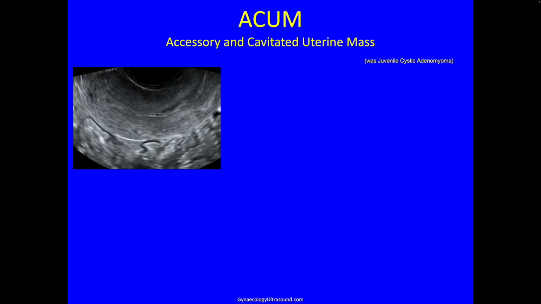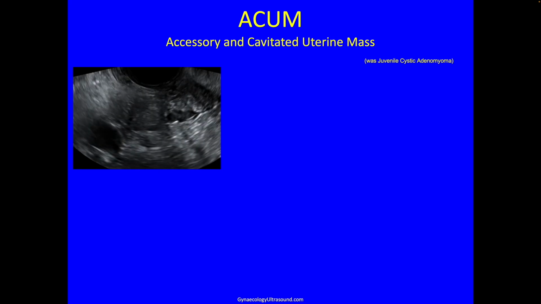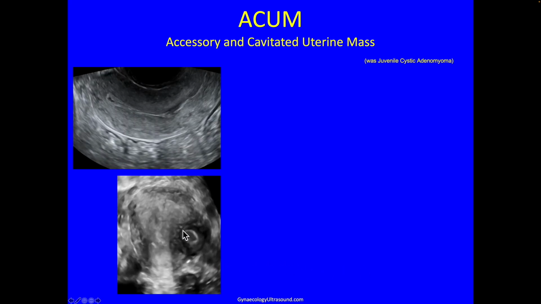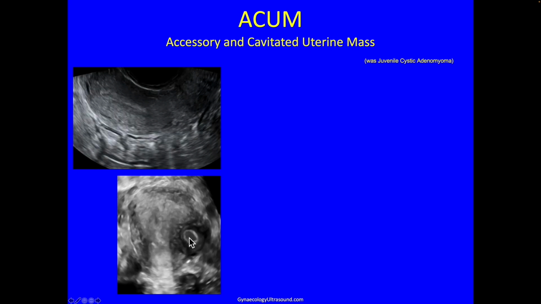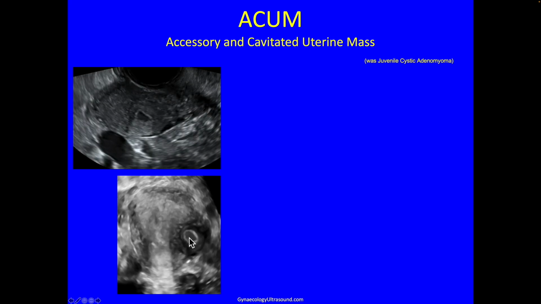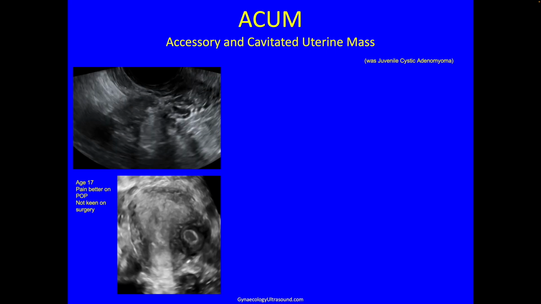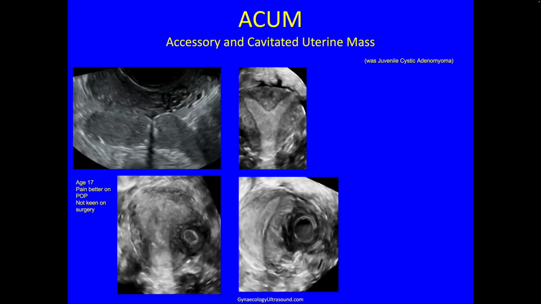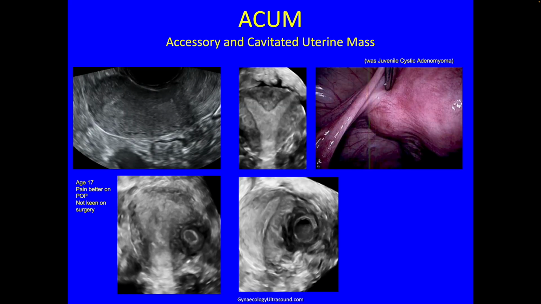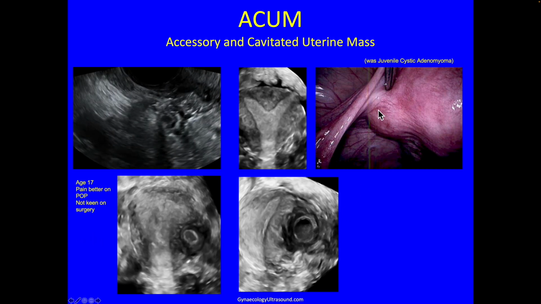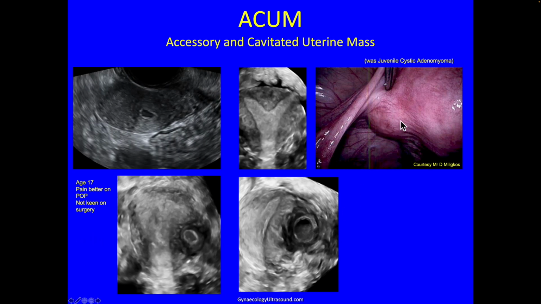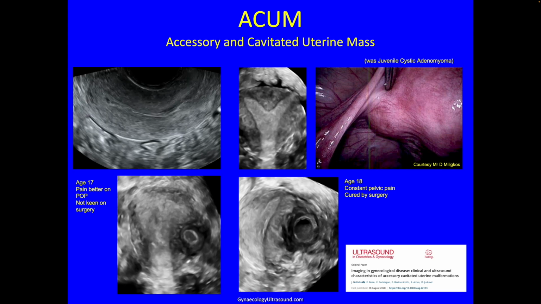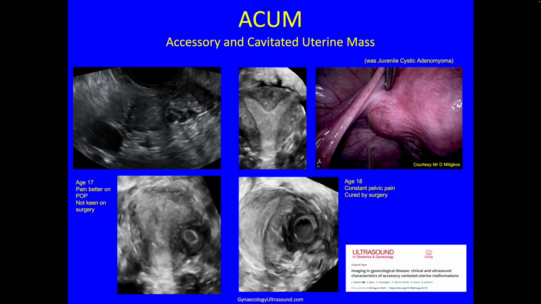A couple of examples of that. This patient, you can see there was the abnormality on longitudinal 2D ultrasound. And on 3D, you can see that this, again, is this low-lying hemorrhagic myometrial lesion. She was 17. She didn't want surgery, so she was quite happy on the mini pill for now. But in this other example, that's an arcuate uterus, and here again was this myometrial lesion, and this is what it looked like at laparoscopy. It was excised, and the patient didn't have any pain after that. This is an excellent paper telling you more about ACUMs.